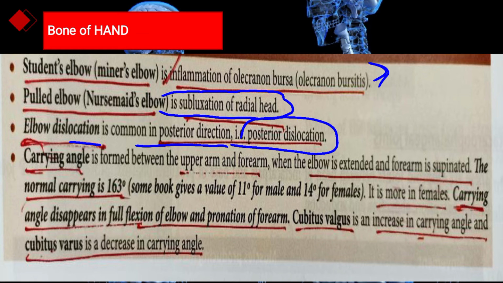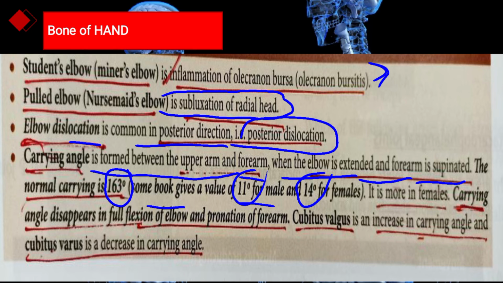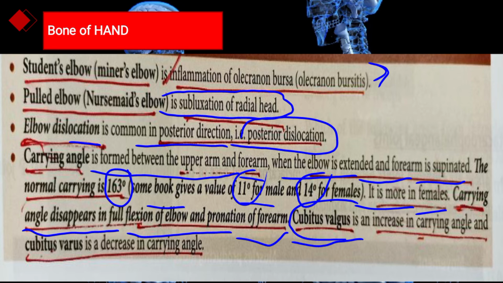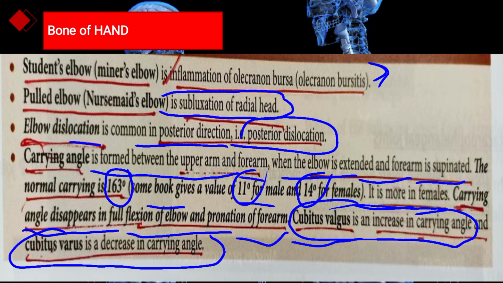The carrying angle is formed between the upper arm and forearm when the elbow is extended and the forearm is supinated. The normal carrying angle is 163 degrees. Some books give a value of 11 degrees for males and 14 degrees for females. It is more in females. The carrying angle disappears in full flexion of the elbow and pronation of the forearm. Cubitus valgus is an increase in carrying angle, and cubitus varus is a decrease in carrying angle.